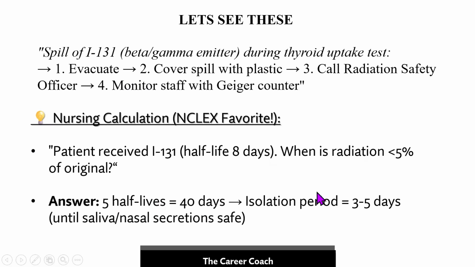When a patient has undergone a thyroid scan using iodine-131, it usually goes off the body through sweat, saliva, and urine. So instead of 40 days of isolation, the isolation period should be 3 to 5 days until these secretions such as saliva and nasal secretions are safe. It should be tested for iodine-131. However, let's look at this calculation. How did we arrive at this calculation?